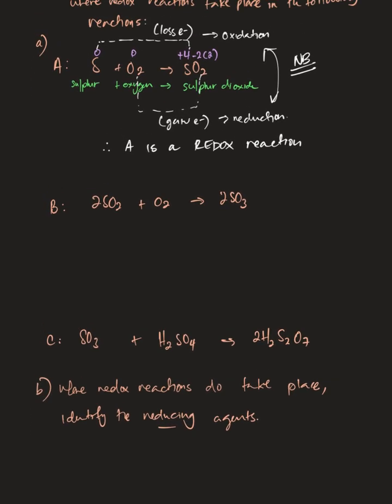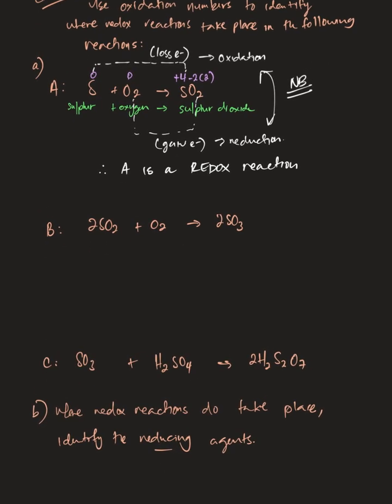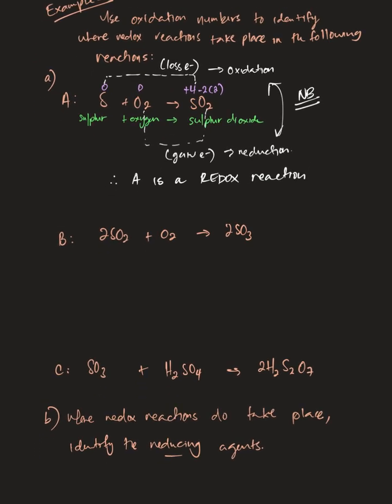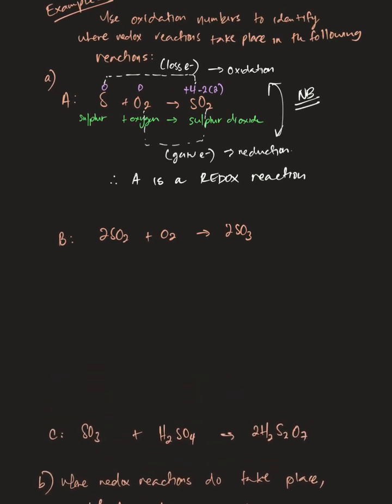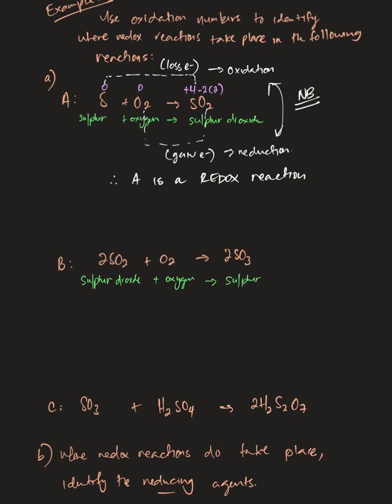Let's have a look at the next one. Right, the next one that I've got here is I've got sulfur dioxide plus oxygen, and this gives me sulfur trioxide. Right, let's have a look at what's going on here.